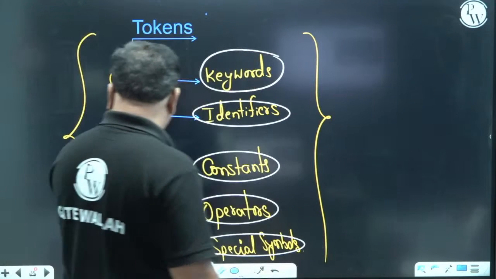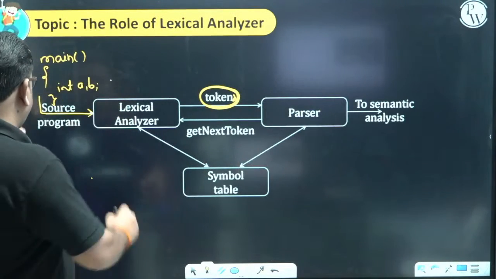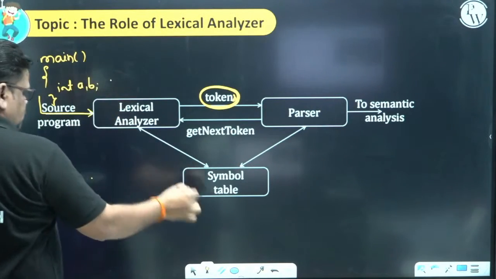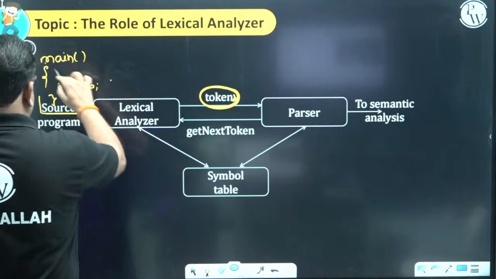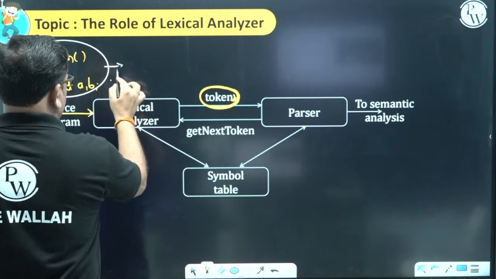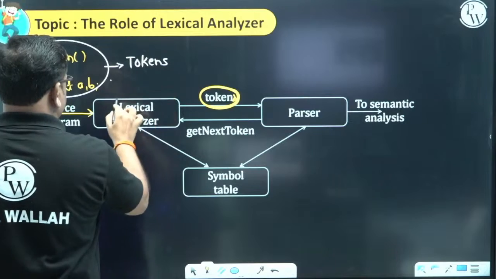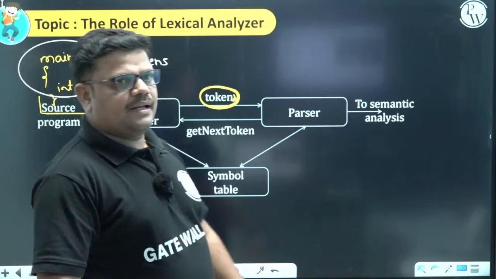So what is a lexical analyzer? The lexical analyzer reads the program as input, this whole program as input, and produces tokens as output. This is the task done by the lexical analyzer. So how will it produce them? Let us see now.